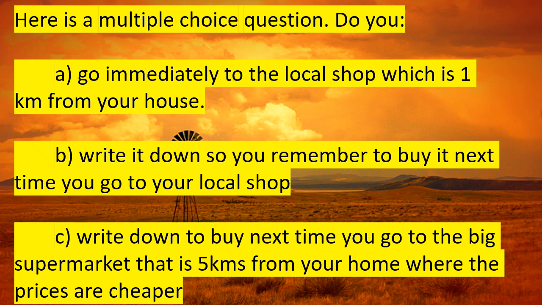So here's a multiple choice question. Do you A, go immediately to the local shop, which is 1 kilometer from your house? Or B, write it down so that next time you remember to buy it next time you go to your local shop? Or C, write it down to buy next time you go to the big supermarket that is 5 kilometers from your home, where the prices are cheaper?